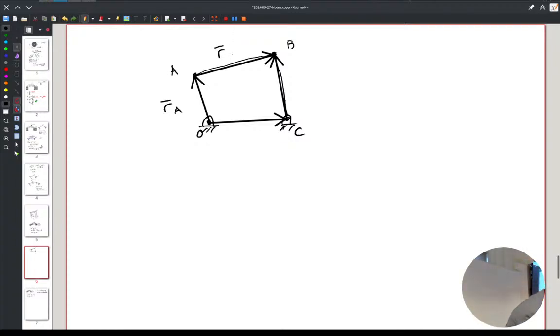This one, connecting B and A, is RB with respect to A. Nice. What about going from C to B? What is that one? What's that vector called? Going from C to B, the fixed point up to B.